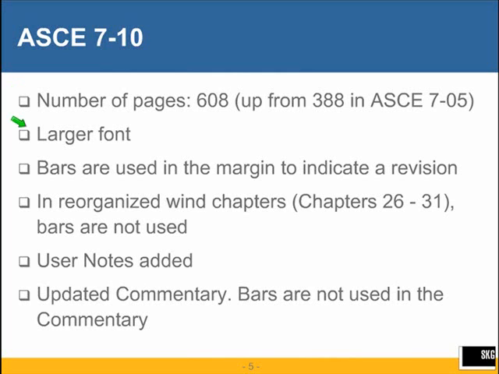Now just like we've seen in previous editions of ASCE 7, black bars are used in the margin to indicate where a revision has occurred. But for the wind chapters, this is a huge change. They've been relocated, reorganized, expanded at the end of the document in chapters 26 through 31, and black bars are not used. Something new in ASCE 7-10 are the user notes. They've been added as a user-friendly feature, and very importantly, the commentary has been expanded, and I think you'll find the new language quite helpful in applying the new provisions.